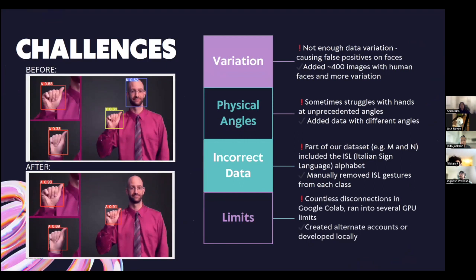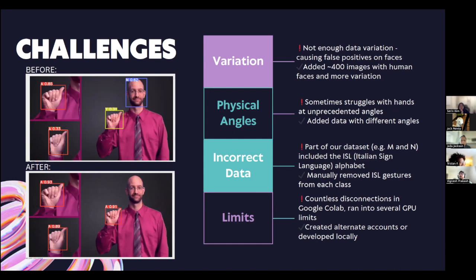As for our challenges, our model was overfitted because we sourced most of our data from online repositories. The images had diverse backgrounds, but none of them included faces, so the model often recognized them as ASL letters. As you can see on the left, our old model recognizes this man's face as an N. To fix this, we added several hundred images that include faces.